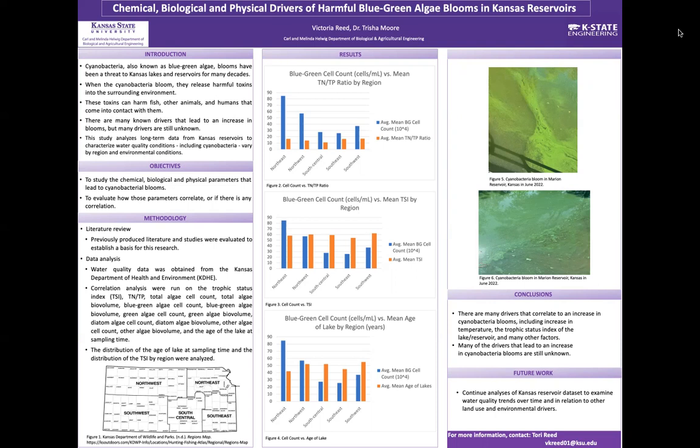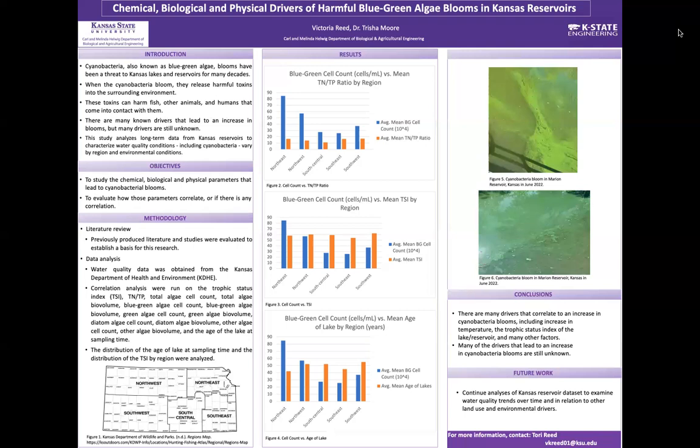To do this, I began with a literature review and I examined previously produced literature to establish a basis for this research and to be sure that we weren't repeating research that had already been done. Next, I began the data analysis phase where I was given 3 decades of water quality data from the Kansas Department of Health and Environment, also known as the KDHE. And then I used the software JMP to run correlation analyses and distribution analyses on many different water chemical, biological, and physical parameters.